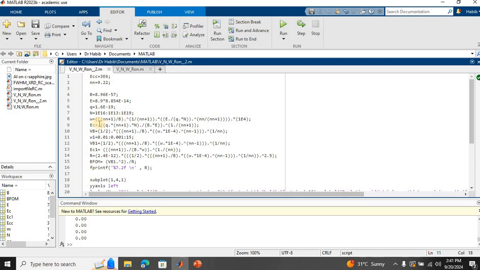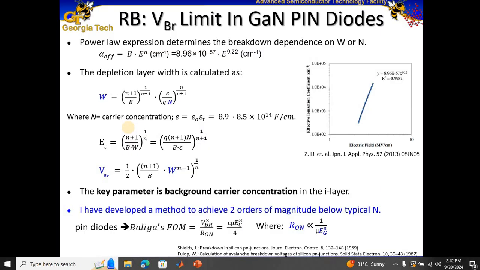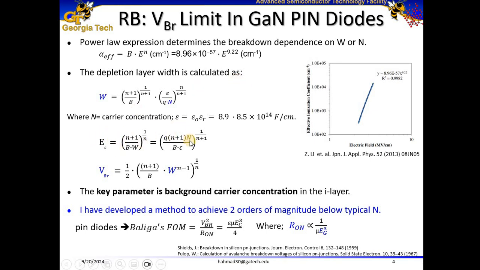Similarly, we can also calculate the critical electric field. This line over here calculates the critical electric field in the high power PIN diode, which is the electric field strength where the breakdown occurs. And once again, I've implemented this equation over here in MATLAB.